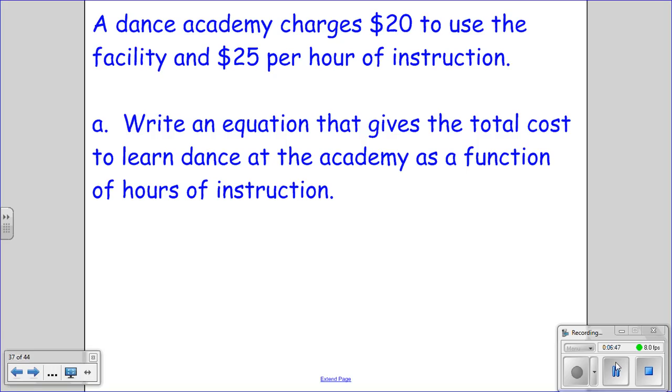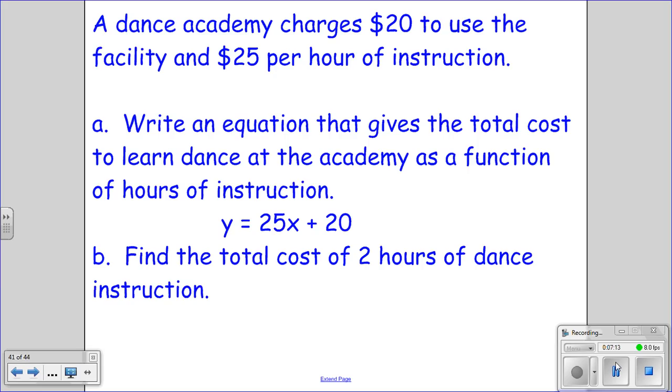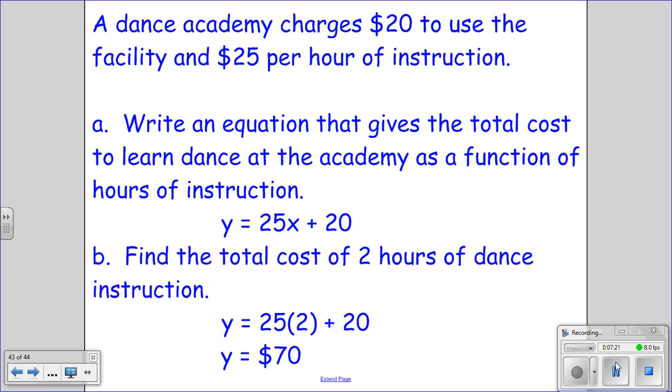When we look up at our problem, we see that $20 is just to use the facility. That's our y-intercept. The $25 per hour of instruction, we're going to be multiplying that number by how many hours of instruction we have. So that's our slope. When we write our equation, it will be y equals 25x plus 20. Now find the total cost of 2 hours of dance instruction. Well, we're going to substitute our 2 in for the x, and we can do our math, and we will find out that y is equal to $70.